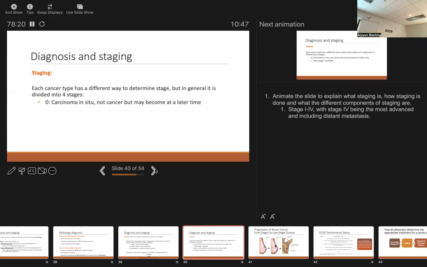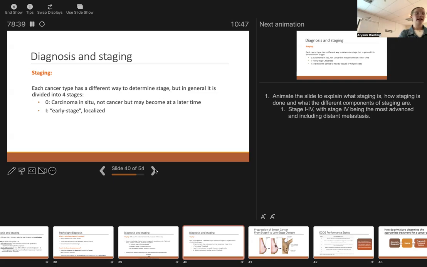We're trying to detect stage 0 cancers, maybe in the cervix, maybe in the GI tract, and then eliminate that carcinoma in situ before it develops into cancer. Okay. Stage 1 cancer, this is early stage.